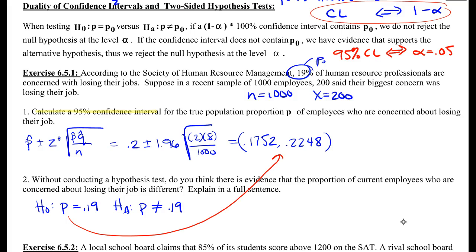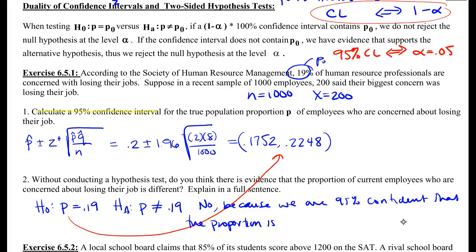So, no, because we are 95% confident that the proportion of those who are concerned with losing their job is between 0.1752 and 0.2248. So it could be 0.19, right?